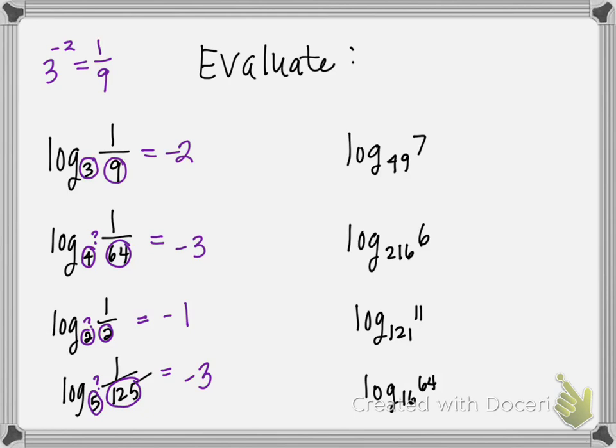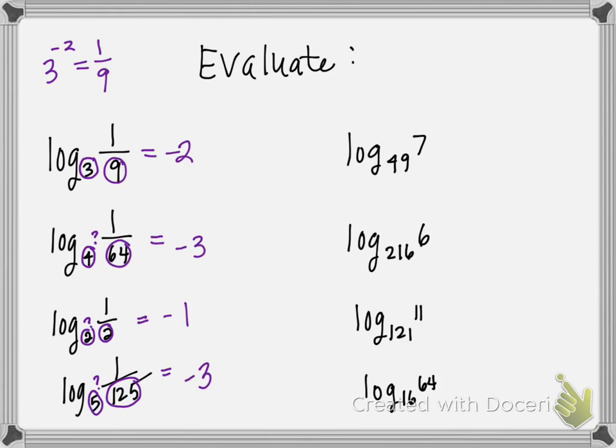The next 3 are unique in the fact that the base is larger. This is called the base. It's larger than the argument. So when the base is larger than the argument, you're probably going to be taking the square root or the cube root or the 4th root, 5th root of the base in order to make it smaller.